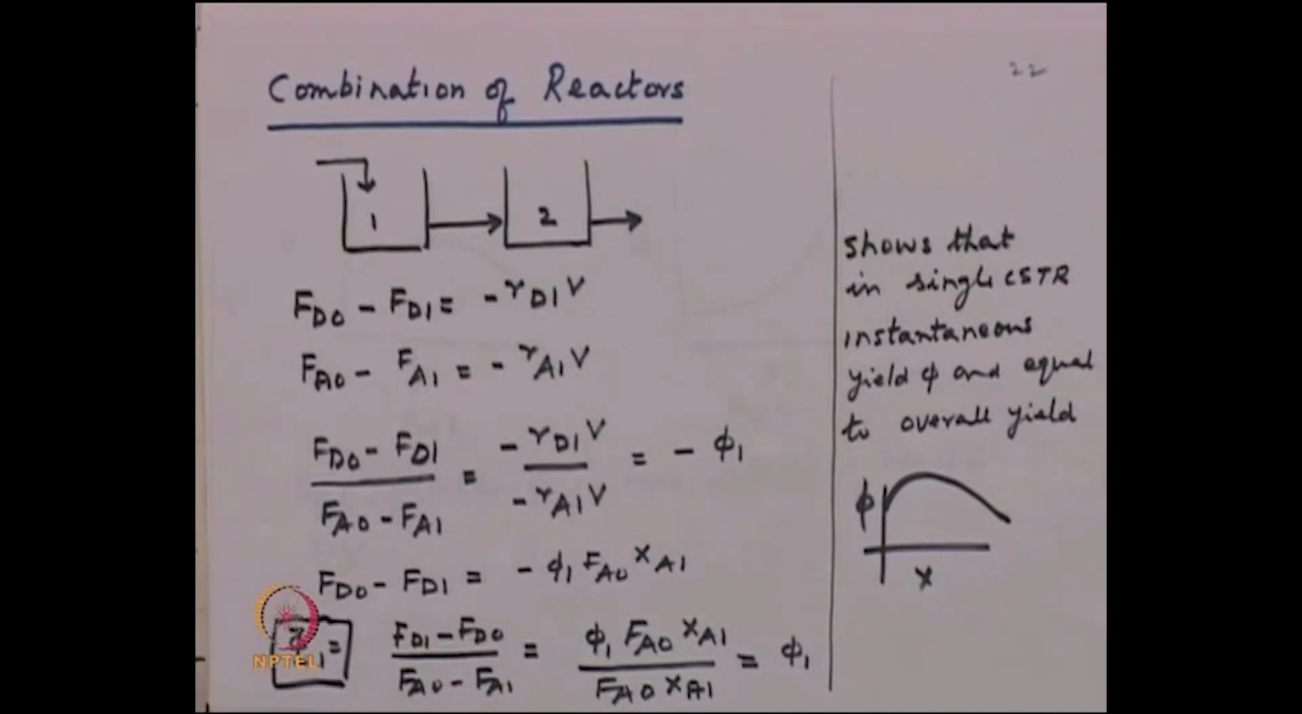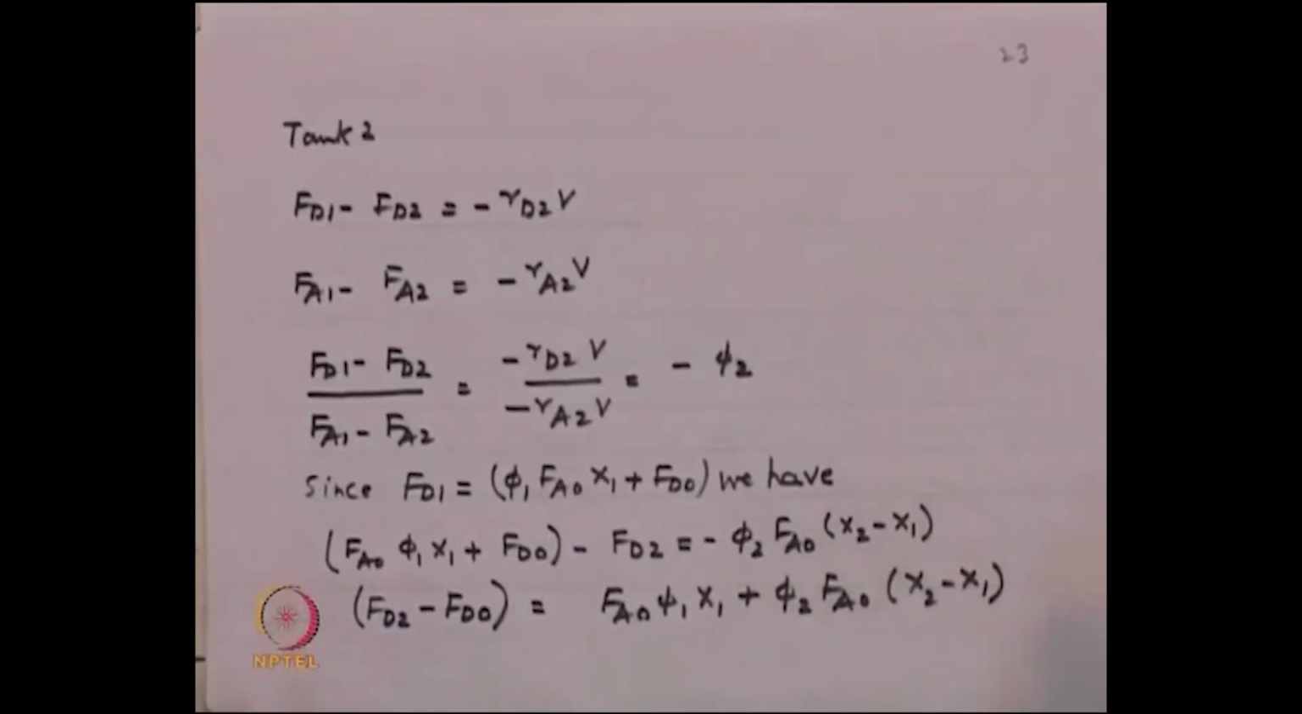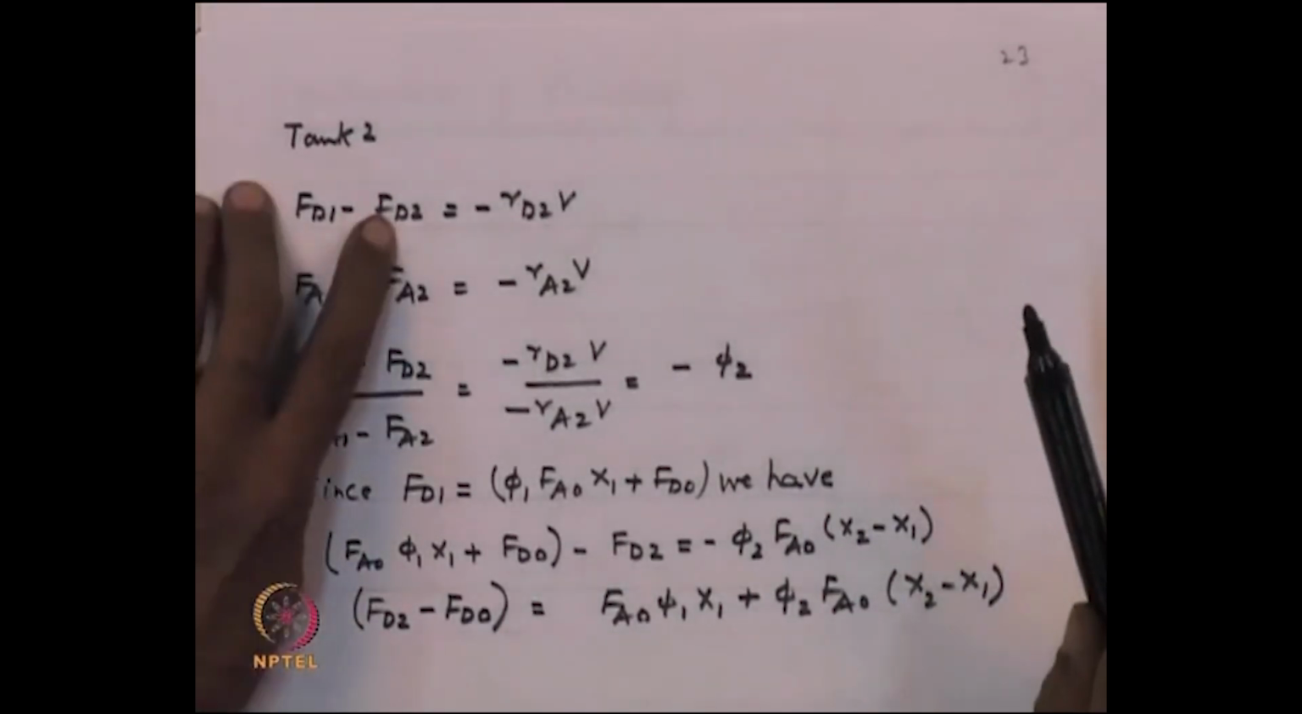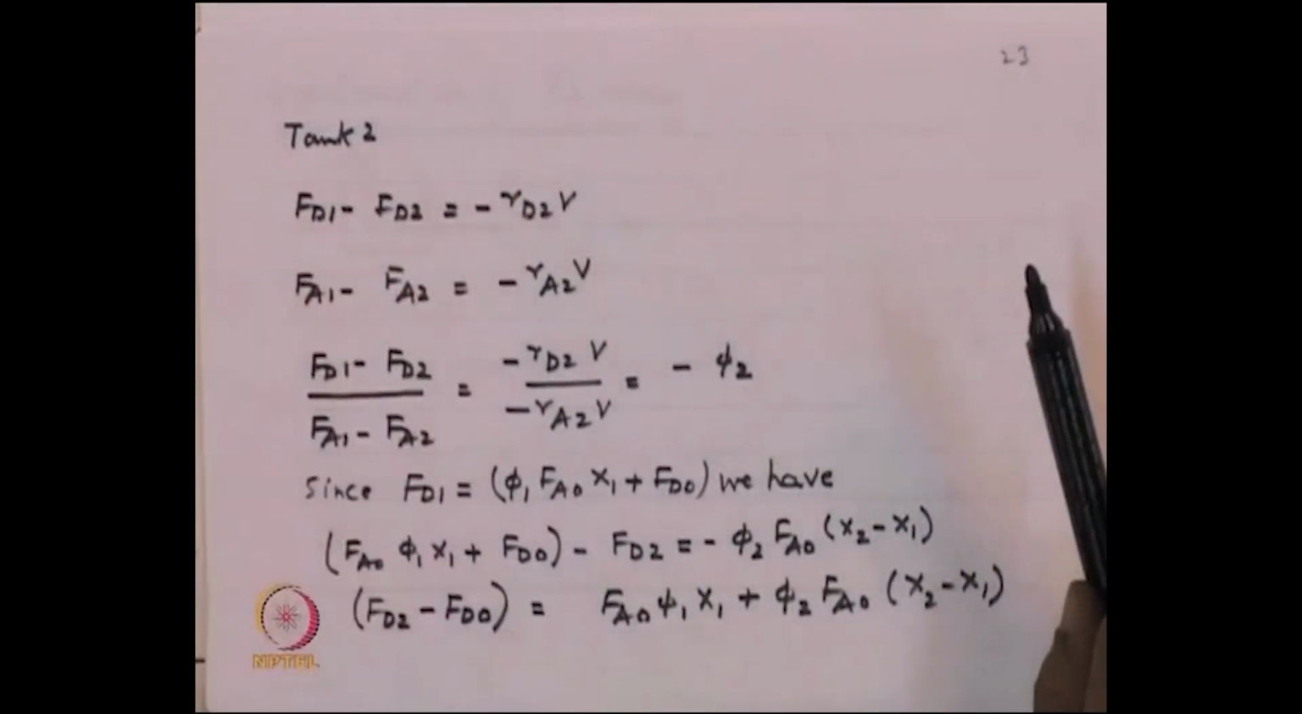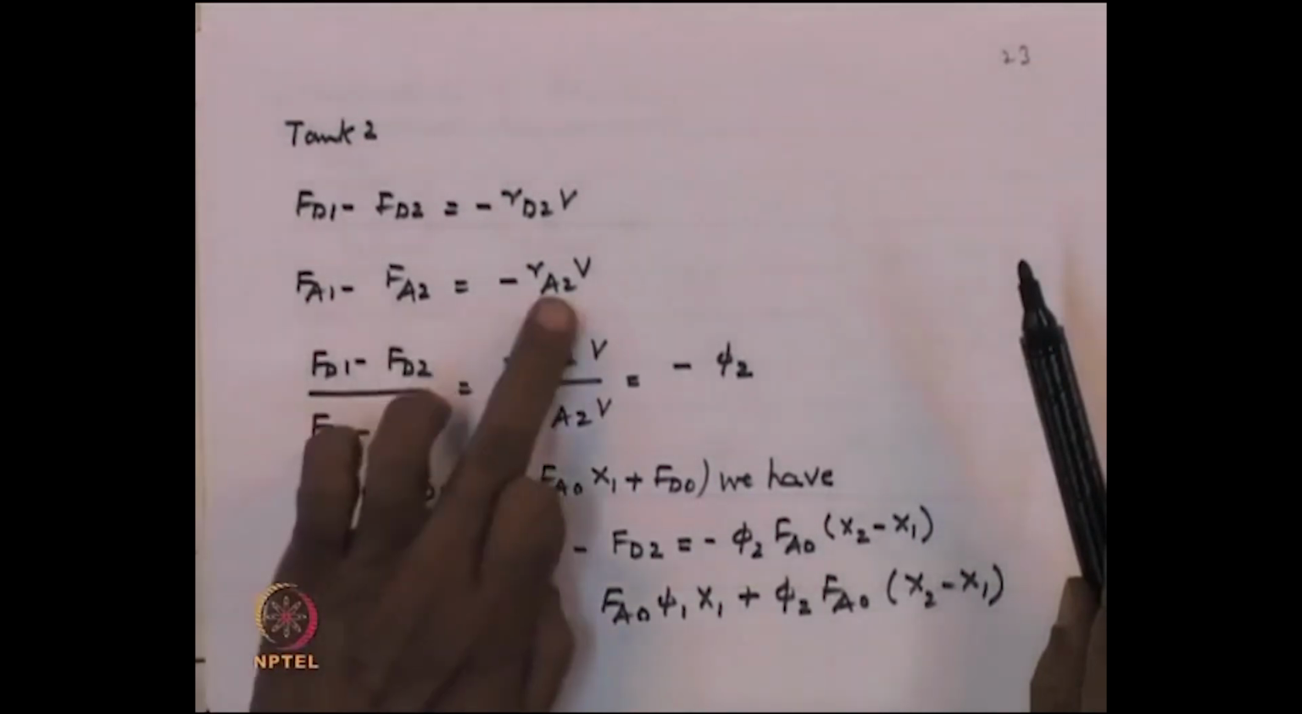I am stating it once again. For tank 1, our result is that phi 1 equals small phi 1, showing that the overall yield in tank 1 is the same as the instantaneous yield. We are just stating it once again. Let us go to tank 2. What does tank 2 tell us? Input minus output plus generation, I have taken it to the other side.